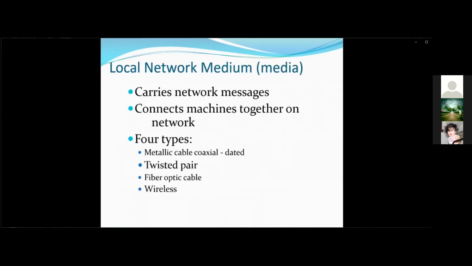Network media, or medium, carries network messages and connects machines together on a network. So we have the medium, the connectors that we use. There are 4 types. We have the metallic cable or coaxial, which is no longer used for data. Then we have the twisted pair or the unshielded twisted pair. I will discuss that in detail later in the hardware part. We have the fiber optic and lastly, we have the wireless.